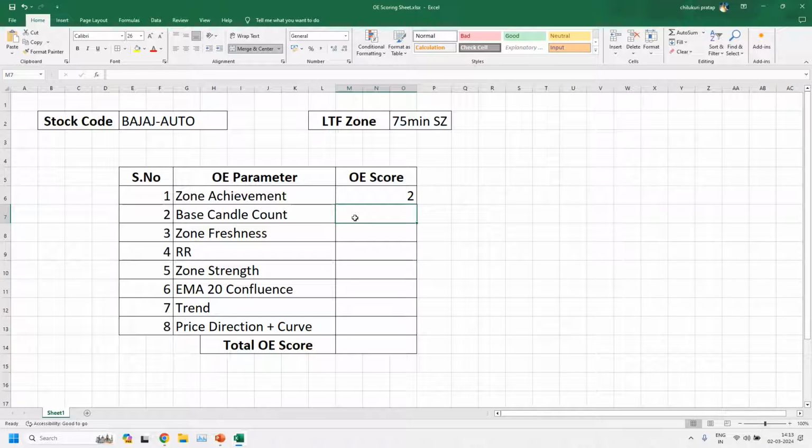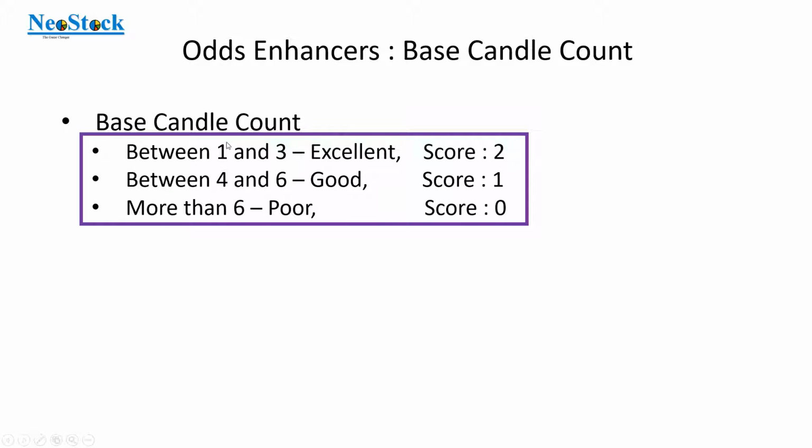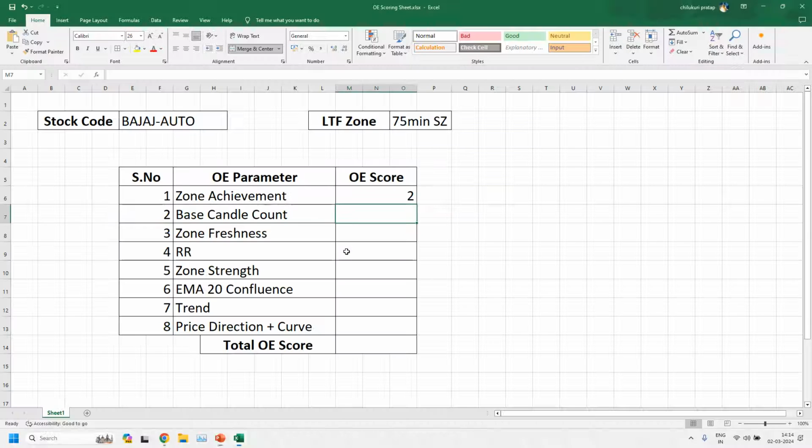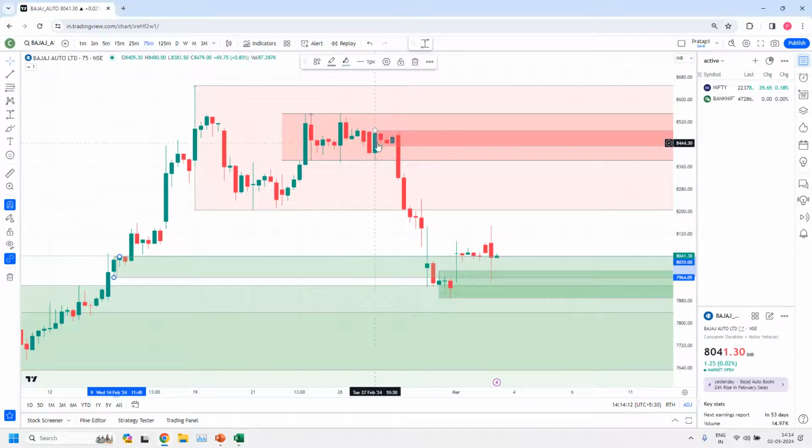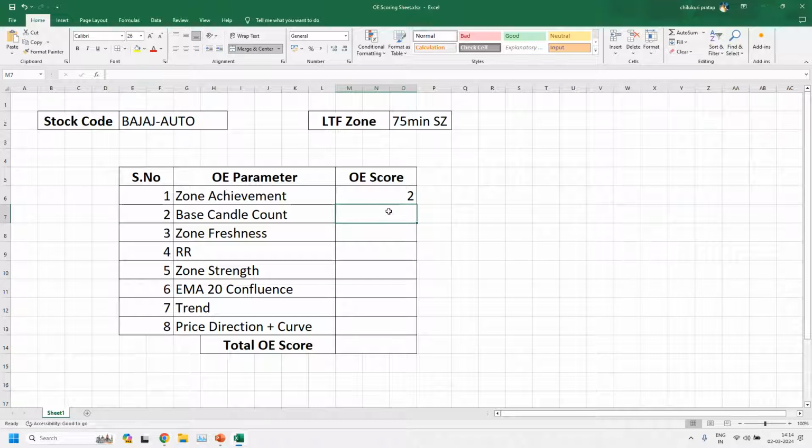Next, base candles. How many base candles are there? Here we already learned for base candles, if they are between 1 and 3, we get a score 2. If they are between 4 and 6, we get a score 1. If the base candles are more than 6, we get the score 0. So how many base candles are there? We have a rally, 3 base candles and a drop. For up to 3 base candles, 1, 2, 3, we get the maximum score 2. This is the second parameter.